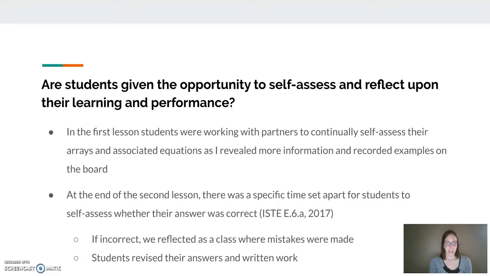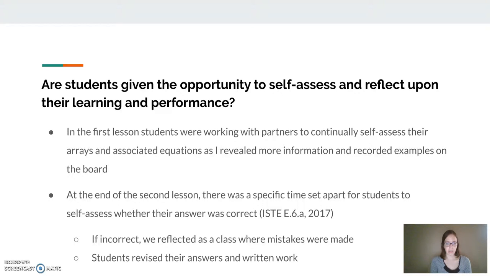And are students given the opportunity to self-assess and reflect upon their learning and performance? In the first lesson, students were working with partners continually as they were building the arrays and writing the equations with them. And then as I was having students share out their answers and recording information on the board and examples, students were self-assessing their own work and working with a partner to make revisions on their arrays or their equations as we worked together on the board.